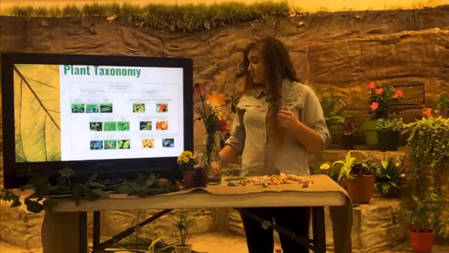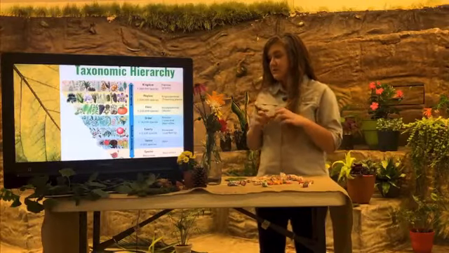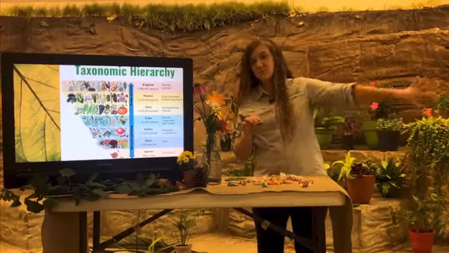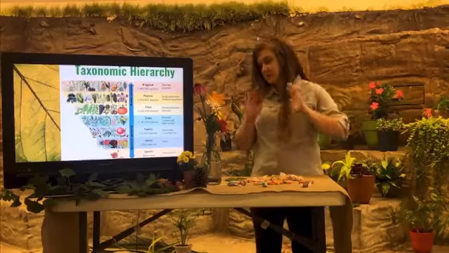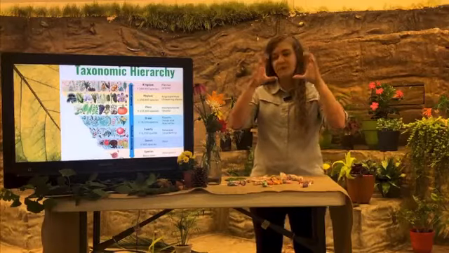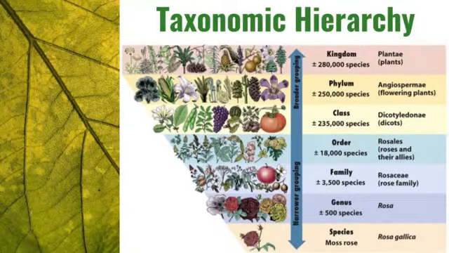So back to the way that he broke it down. Everything was in the plant kingdom, so move the rocks and the animals to the side. We're just talking about plants. Then he broke it down into groups: kingdom, phylum, class, order, family, genus, and species.